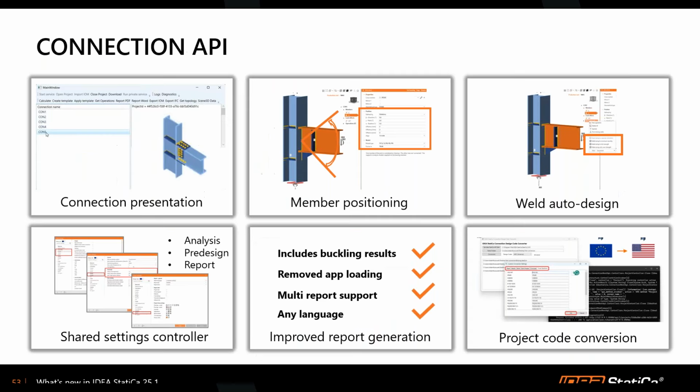Okay, another thing in our list is the improved connection API. We have seen a massive rise in automation. So the presentation, the connection app is now significantly improved. The positioning of the members, the weld auto design is actually now available. And with this brand new API, you can now also control the shared settings.